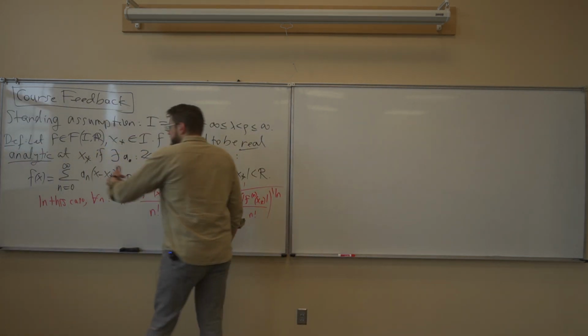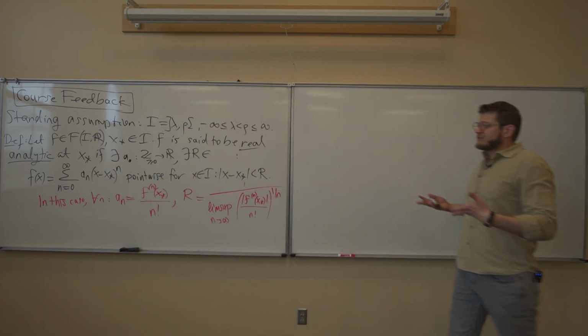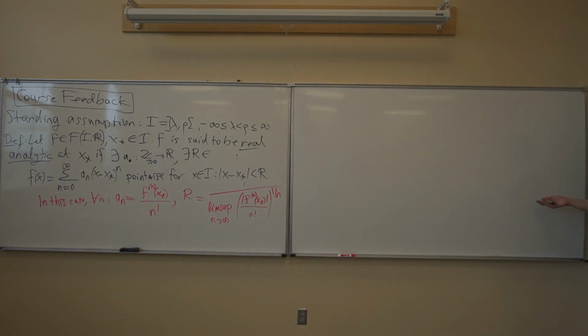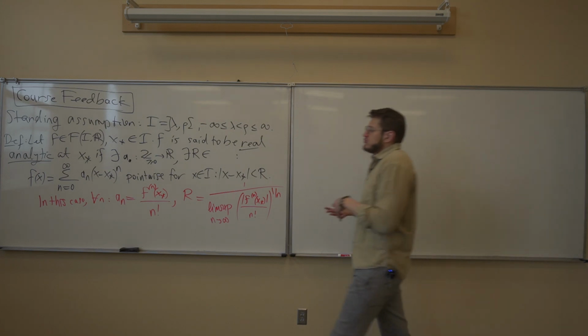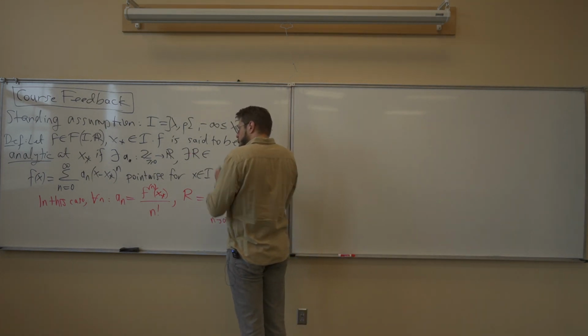So this expansion must have some thickness. Certainly for x equals x star, everything on the right-hand side is 0, so there's nothing to do there. This doesn't give you anything. So I want some thickness.